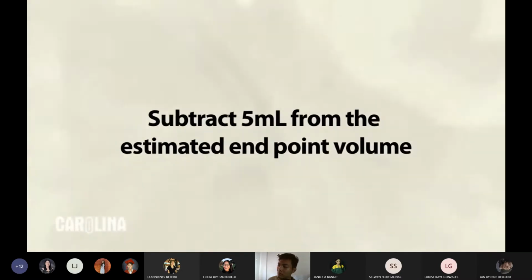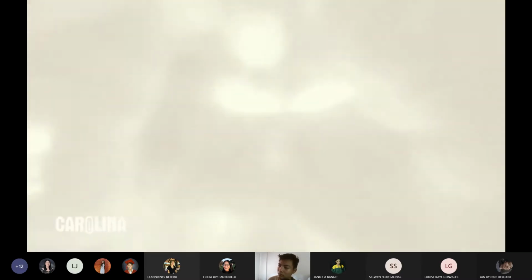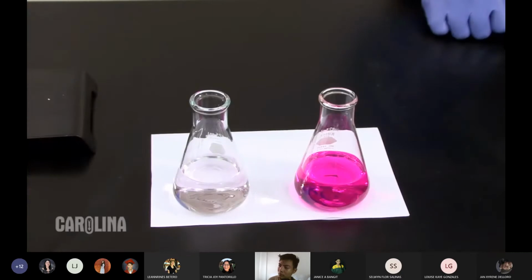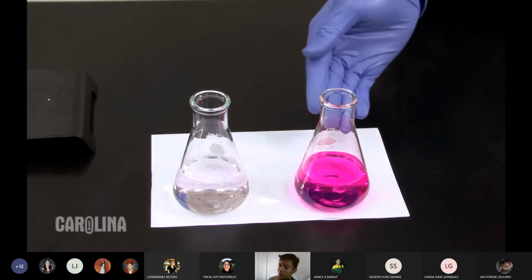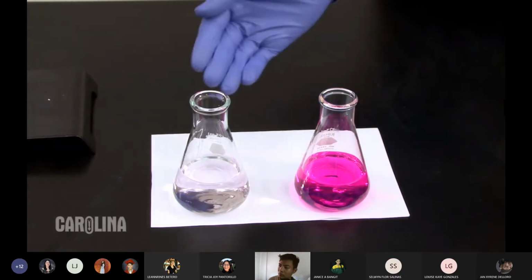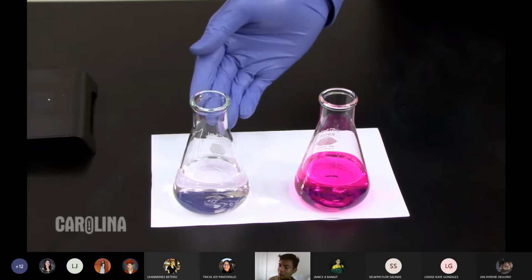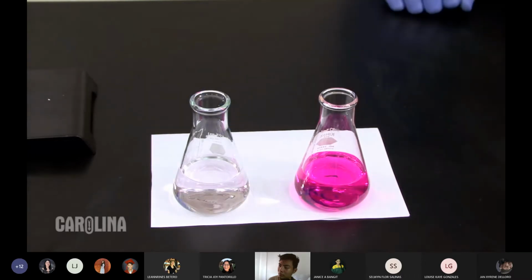Knowing the volume that is a little past the endpoint, subtract 5 milliliters from that number to get the amount of titrant that can be safely added before a slower addition is required. As the estimate titration shows, a dark-colored solution indicates an excess of titrant has been added. The desired endpoint is a pale, faintly colored analyte.